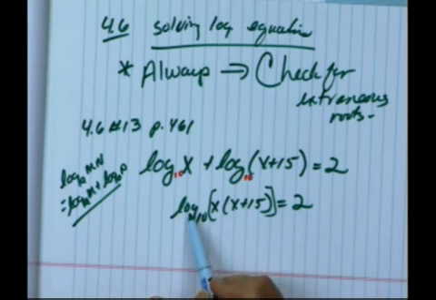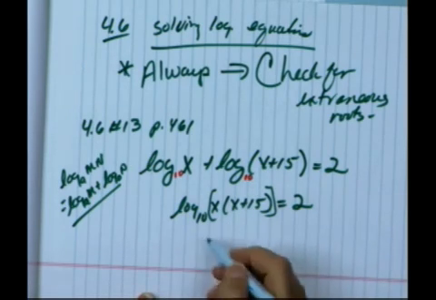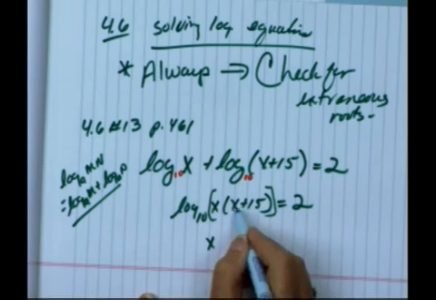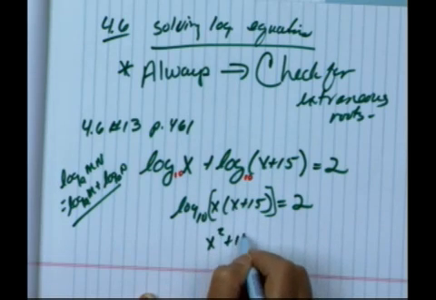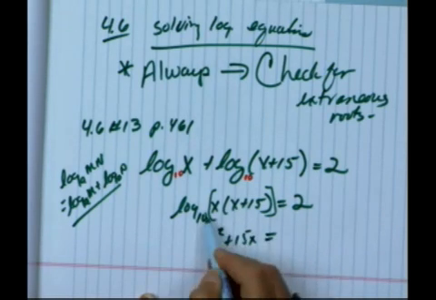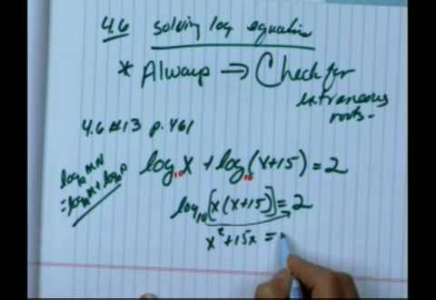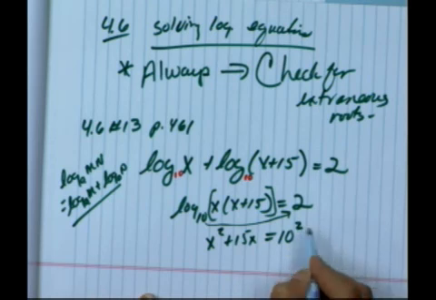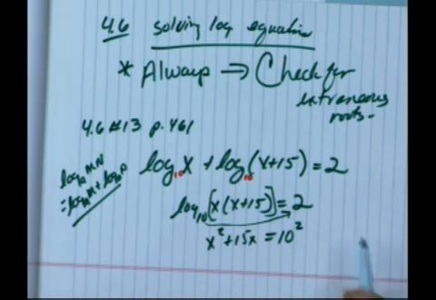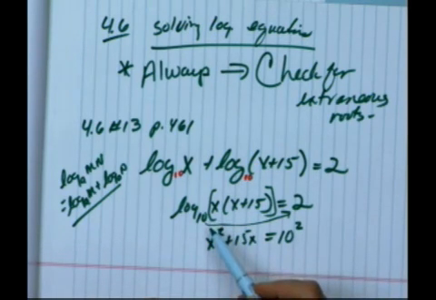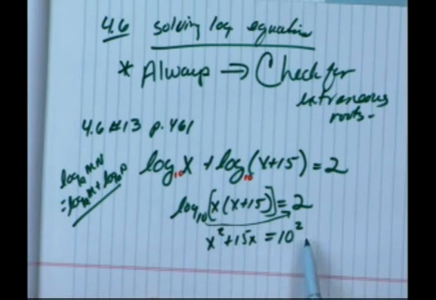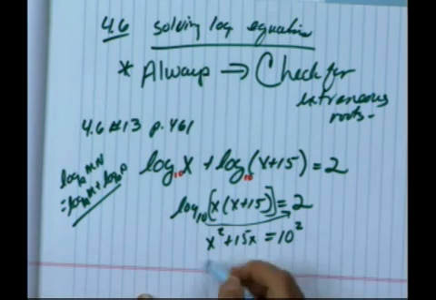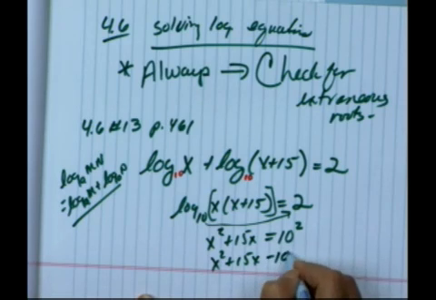So log to the base 10 of your argument is equal to 2. I need to find some way to get rid of the log. What's everybody going to do? Convert to exponential form. I'm going to go ahead and multiply that out. X squared plus 15x equals what? 10 squared. X squared plus 15x equals 10 squared. All right, so x squared plus 15x minus 100 equals 0.